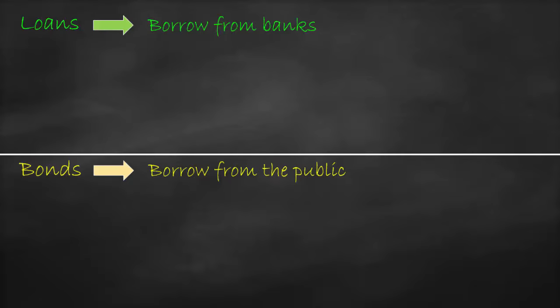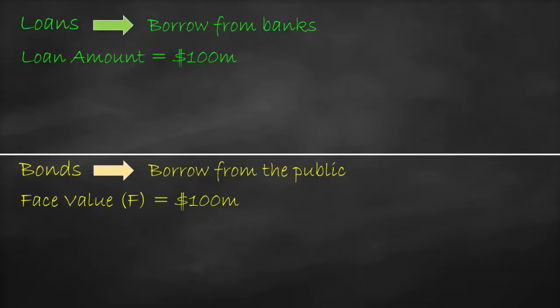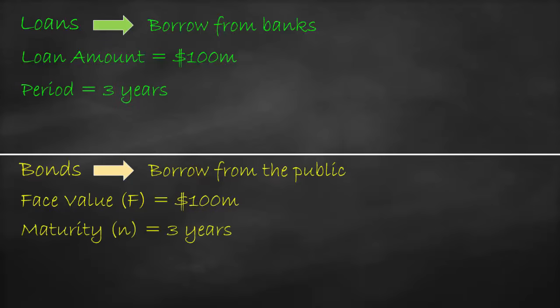Second difference is the terminologies. With loans, we call it a loan amount of 100 million. We will use exactly the same numbers, but I will show you the differences in terminology. So for bonds, we call it face value, and we have a symbol F. For loans, we call it the period of the loan, which is 3 years. For bonds, we call it maturity, which we give it symbol M, 3 years.